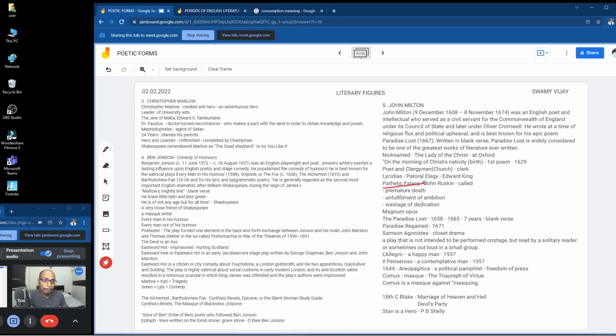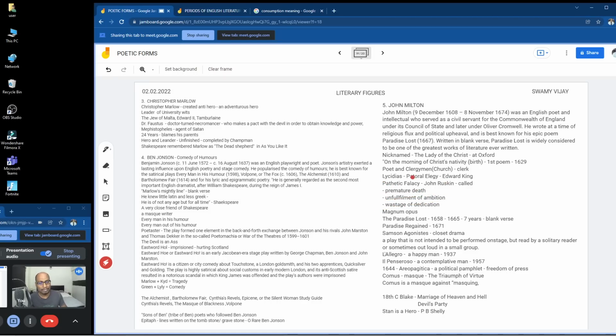And he used pathetic fallacy. What is this pathetic fallacy? John Ruskin coined it. Pathetic fallacy is where something joins to mourn the death of the shepherd. What joins? Nature. Nature laments the death of the shepherd. The word is coined by John Ruskin. And what is actually discussed in Lycidas? This pastoral elegy discusses premature death, unfulfillment of ambition, and wastage of dedication.